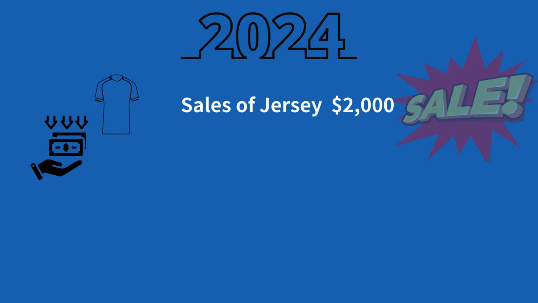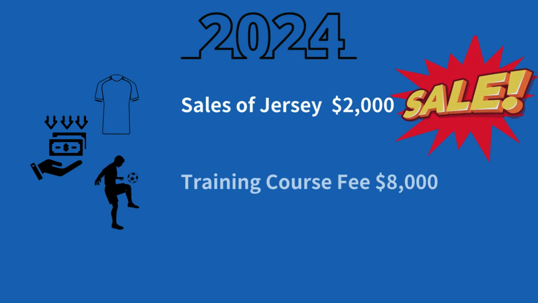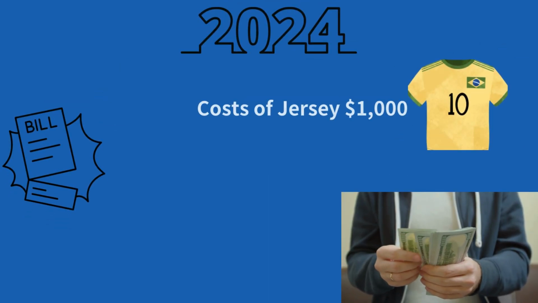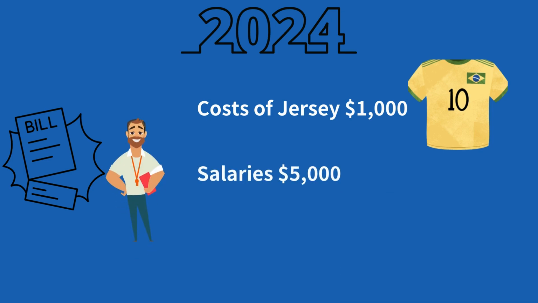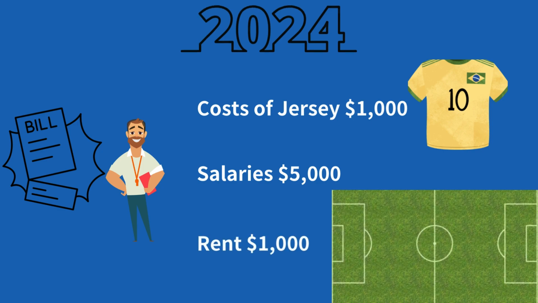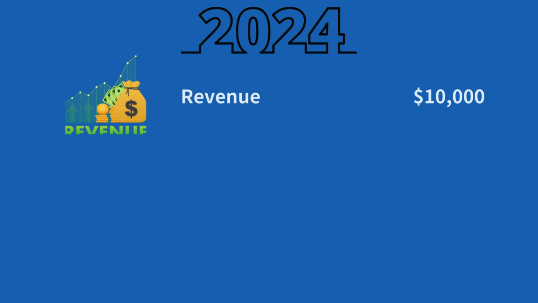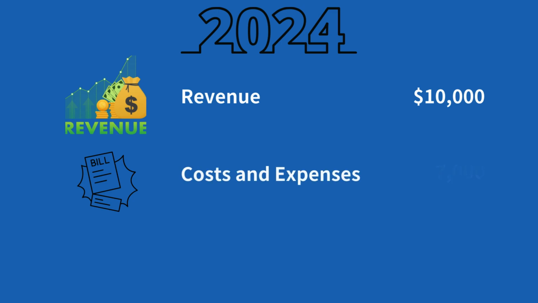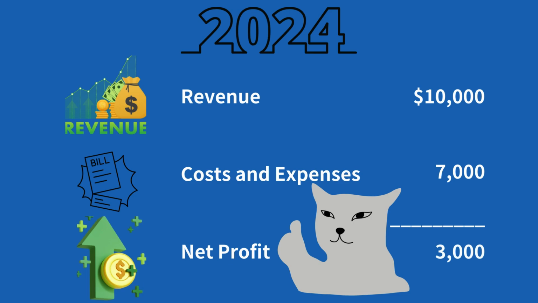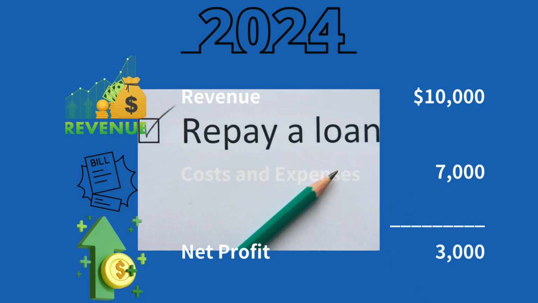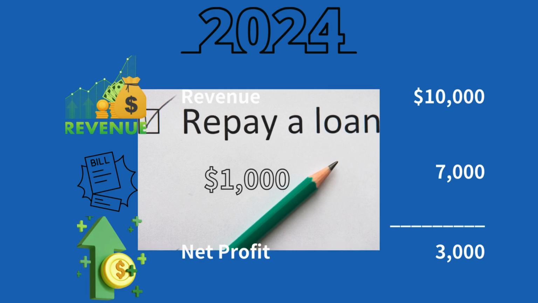Throughout the year 2024, my company generates revenues from sales of football jerseys amounting to $2,000 and training course fees totaling $8,000. It incurs costs of $1,000 for the jerseys purchased from suppliers, $5,000 in salaries paid to coaches, and $1,000 for rent on a football pitch. Over the year, the company records a total revenue of $10,000, with costs and expenses totaling $7,000. As a result, it earns a net profit of $3,000. In addition, at the end of 2024, since the company has surplus funds, it repays $1,000 to my best friend.